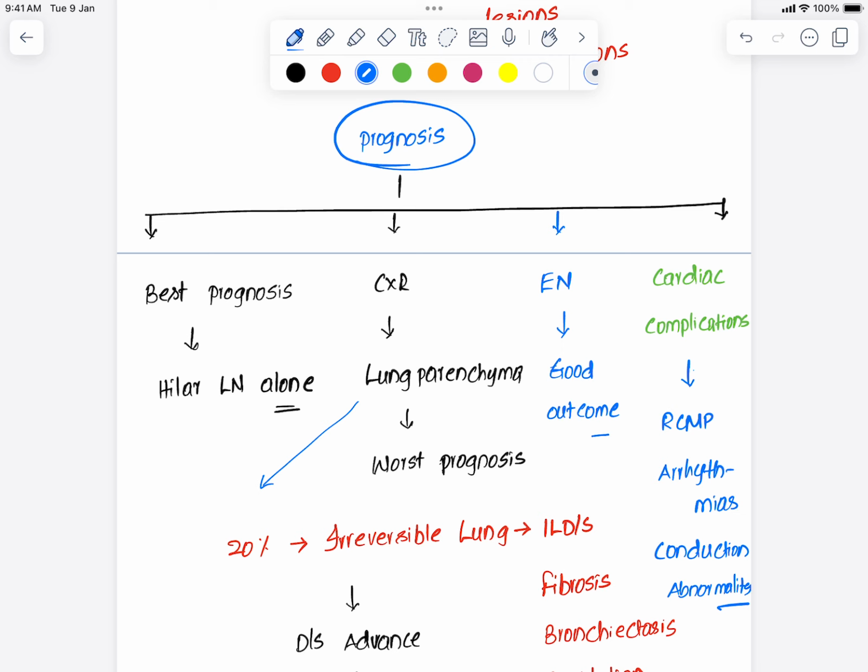The cardiac complications will be in the form of restrictive cardiomyopathy, cardiac dysrhythmias, and conduction disturbances. So these patients, they require the long-term follow-up, right? Where they need to undergo pulmonary function test yearly, physical examination, chemistry panel, ophthalmic evaluation, chest X-ray, and ECG.